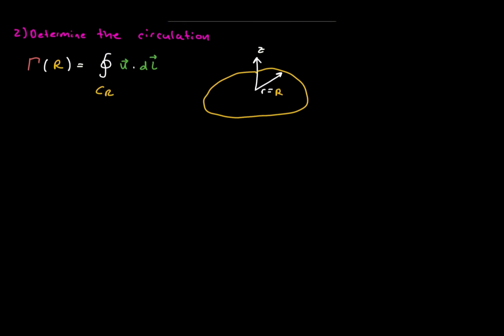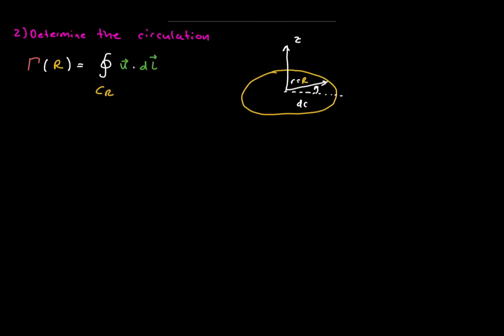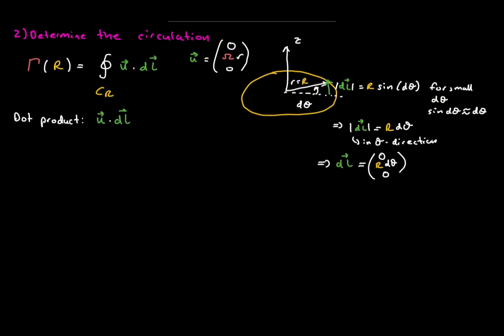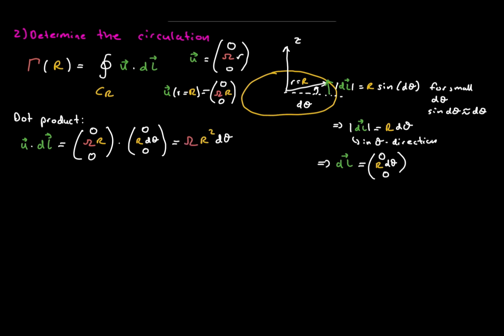Now we compute the circulation around a circle of radius r. Circulation is the closed line integral of the velocity dotted with the line element. For a circular path, the line element is r d theta in the theta direction. On the circle, the velocity is omega r in the theta direction. The dot product of velocity and the line element therefore becomes omega r squared d theta.